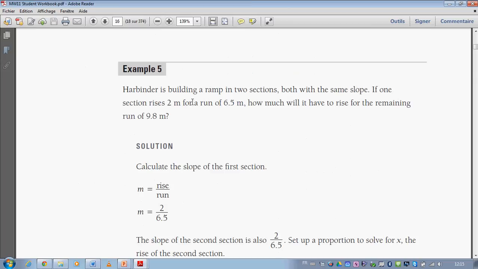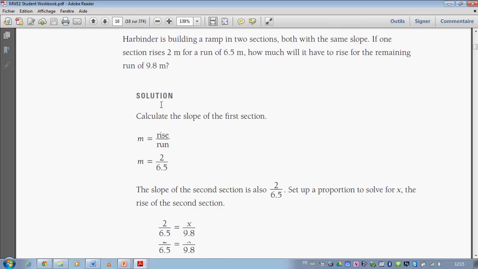And moving on to example 5. Harbinger is building a ramp in 2 sections, both with the same slope. If one section rises by 2 meters for a run of 6.5 meters, how much will it have to rise for the remaining run of 9.8 meters? So again, this is really just about setting up your proportions. You've got a rise of 2 over a run of 6.5, so rise over run, that's your slope.